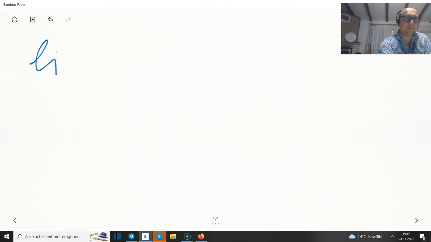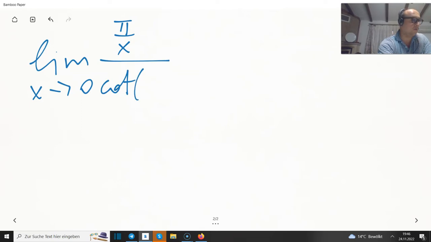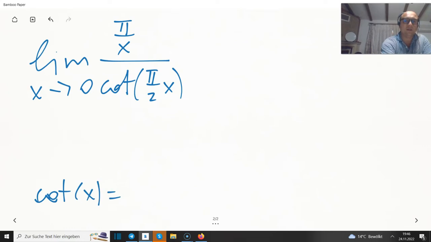I have a limit, x towards 0, of pi divided by x over cotangent of pi halves x. Okay, do we have a problem? Yes, we have, because cotangent is cosine divided by sine. Let me remind you, cotangent of x is cosine of x divided by sine of x.